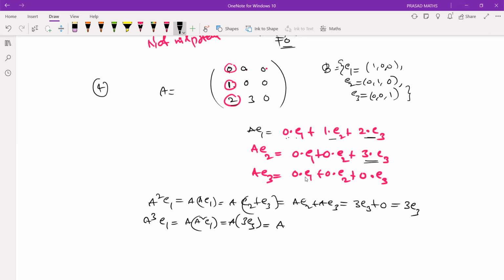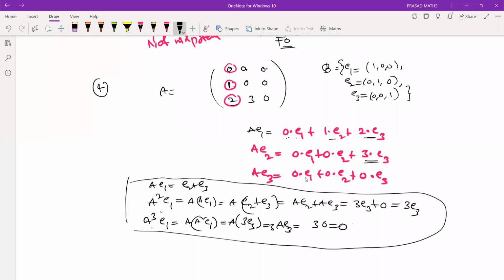You know, A is a linear transformation, matrix of linear transformation. 3 into A e3. A e3 is nothing but 0. That is nothing but 0. So that means A square e1 is this. A square is never 0. A cube is 0. You are getting this.